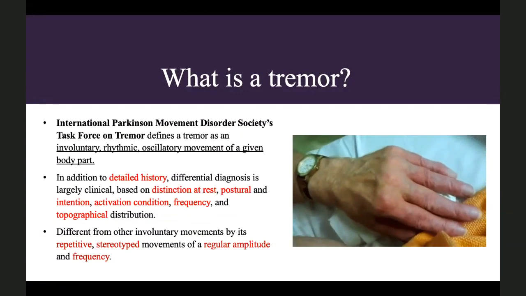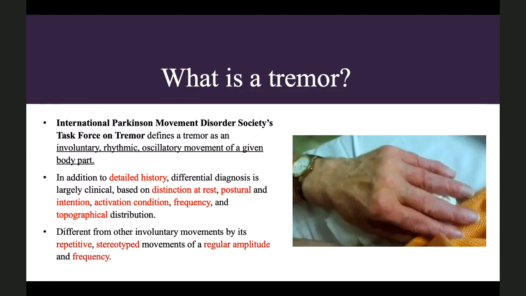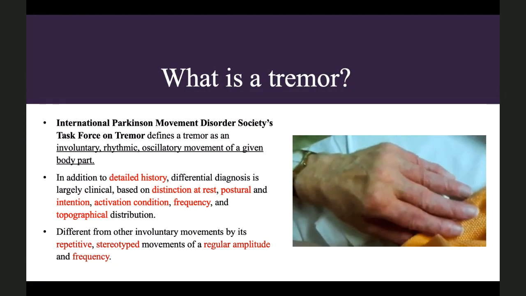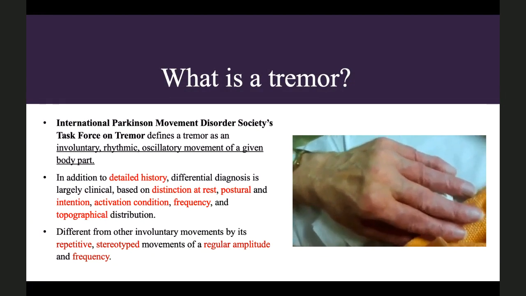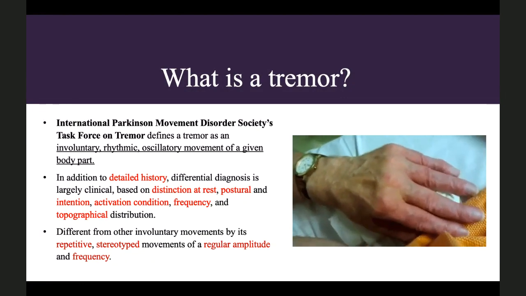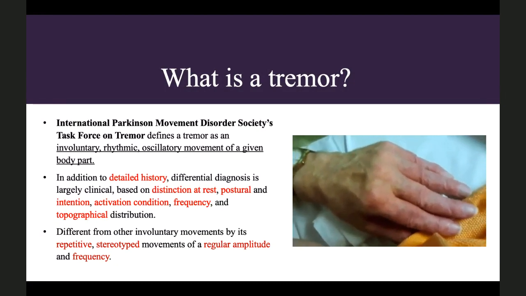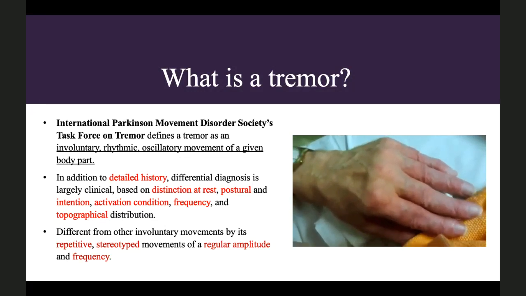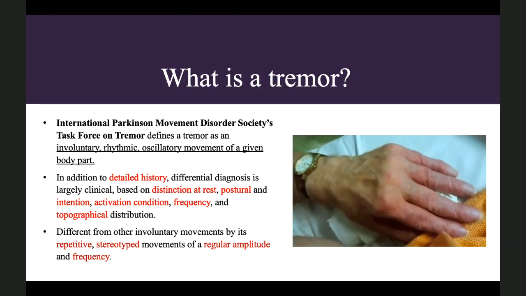So just to go over the definition of a tremor really quickly, the International Parkinson Movement Disorder Society Task Force on Tremor defines it as an involuntary, rhythmic, oscillatory movement of a given body part. We can classify tremors based on the history obtained from the patient and then examining it at rest and then its change with posture, with intention, the different conditions that activate it, frequency, and topographical distribution. Tremors are different from other involuntary movements because they are so repetitive, stereotyped, and have a regular amplitude and frequency for the most part.